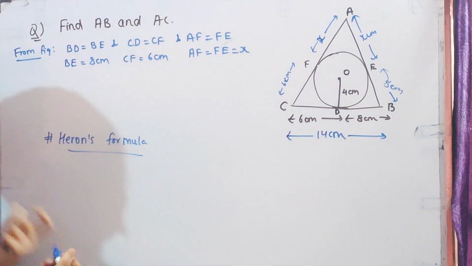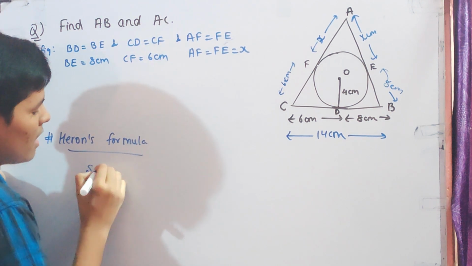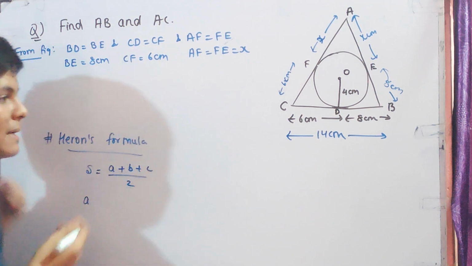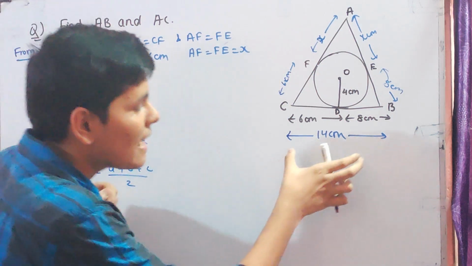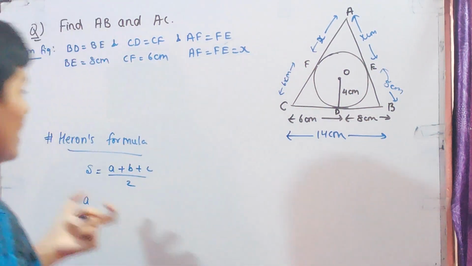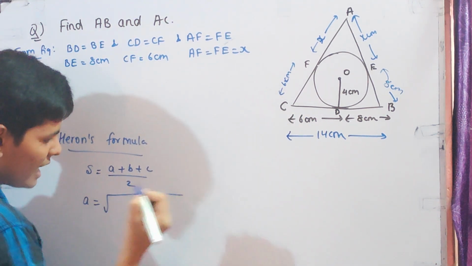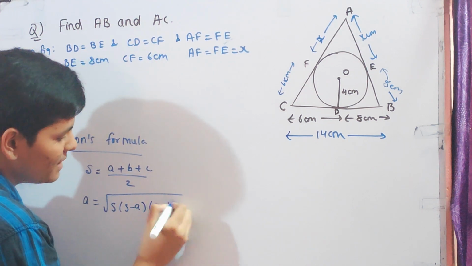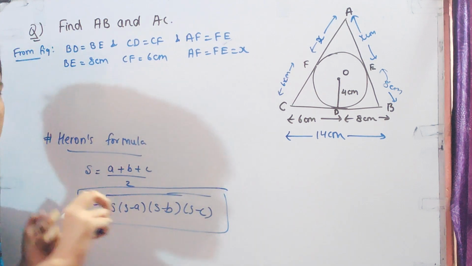But here let me give a recap. Heron's formula is used to find the area using the semi-perimeter. Semi-perimeter means a plus b plus c by 2. It means if this is side a, side b, side c, then side a plus side b plus side c, divided by 2, is equal to the semi-perimeter. And if you want to find the area, area is under root of s into s minus a into s minus b into s minus c. This is Heron's formula, which was in 9th class, which we have learned.